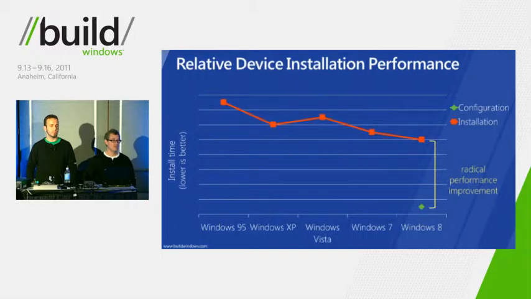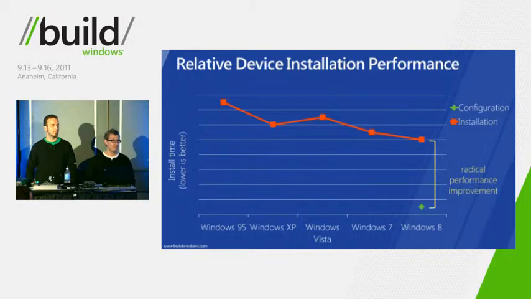Here you can see a graph that shows the relative device installation performance over several past releases of Windows. In red, you see device installation, the traditional plug-and-play device installation that everyone is familiar with. It's been around since Windows 95. Performance has improved over the years through a variety of releases, but it can still be an expensive process in terms of the performance and the time that it takes to complete the device installation.